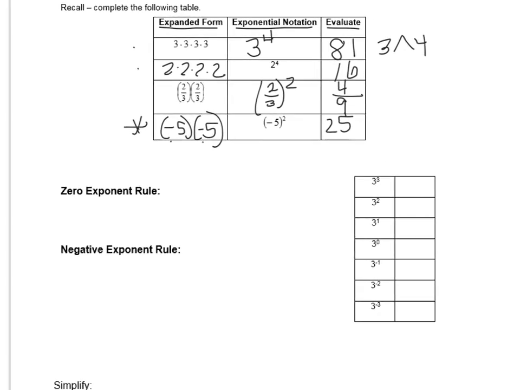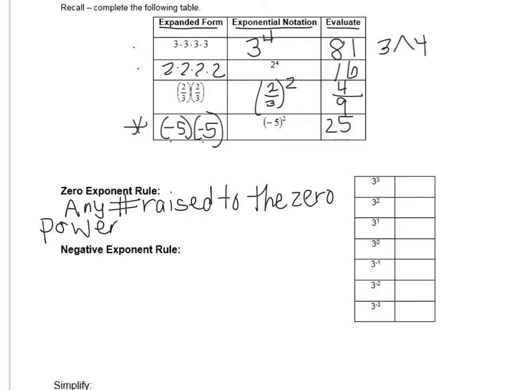Okay, a couple rules you need to know for tonight's lesson. First is the zero exponent rule, which tells us that any number raised to the 0 power is always equal to 1. Always. Could be x to the 0 power, that equals 1. It could be 1,000,000 to the 0 power, that equals 1.